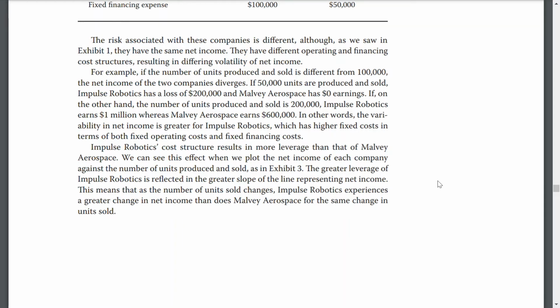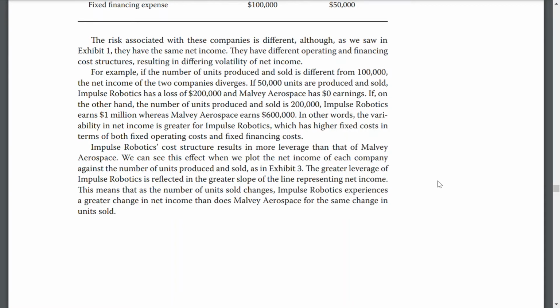For example, if the number of units produced and sold is different from 100,000, the net income of the two companies diverges. If 50,000 units are produced and sold, Impulse Robotics has a loss of 200,000, and Marvey Aerospace has zero earnings. If, on the other hand, the number of units produced and sold is 200,000, Impulse Robotics earns 1 million, whereas Marvey Aerospace earns 600,000. In other words, the variability in net income is greater for Impulse Robotics, which has greater fixed costs in terms of both fixed operating costs and fixed financing costs. Impulse Robotics' cost structure results in more leverage than that of Marvey Aerospace.